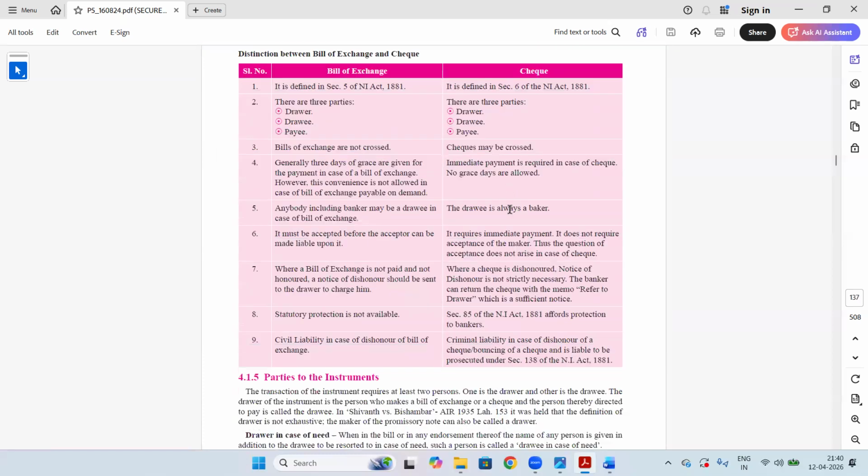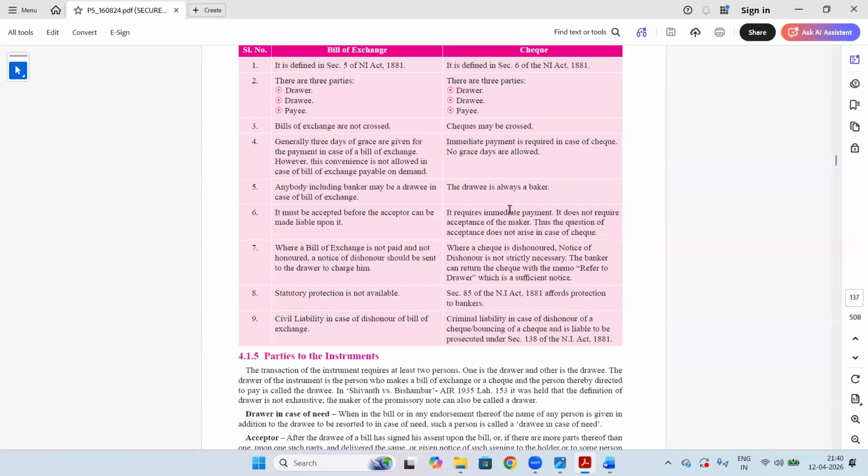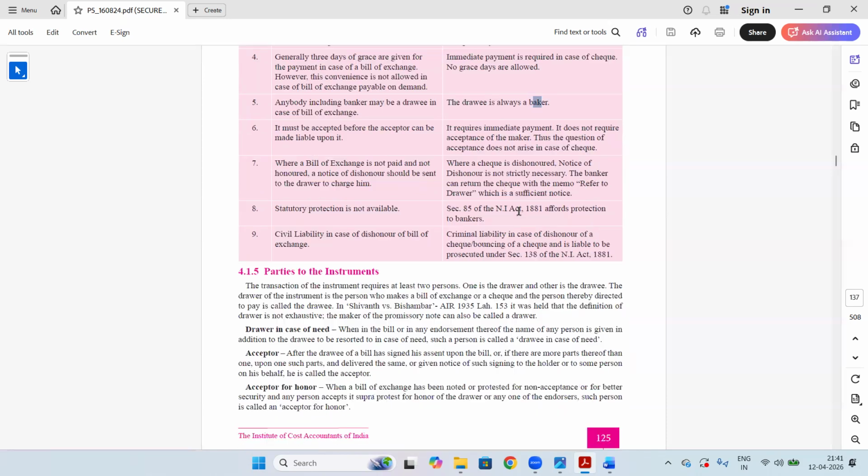So what is the difference between a bill of exchange and a check? You can go through it. Bills of exchange are not crossed, checks are crossed. There are three parties in both cases. Generally, 3 days of grace are given for payment in the case of a bill of exchange. Immediate payment is required in the case of a check. Anybody, including a banker, can be a drawee in a bill of exchange, whereas in a check the drawee is always a banker.